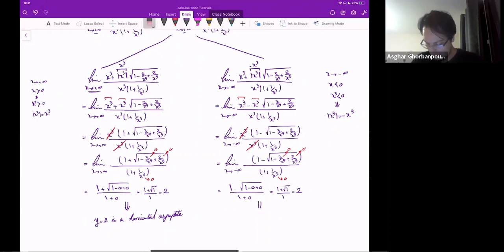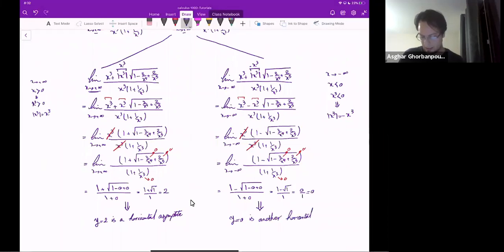And what we will have here is this and that, and I need to now make this one. 1 minus root 1 is 1 minus 1. So I have 0 over 1, which is 0. For the left limit, as x approaches negative infinity, the limit of the function also exists. It is a number, and from there I can conclude that y equal to 0 is another horizontal asymptote.